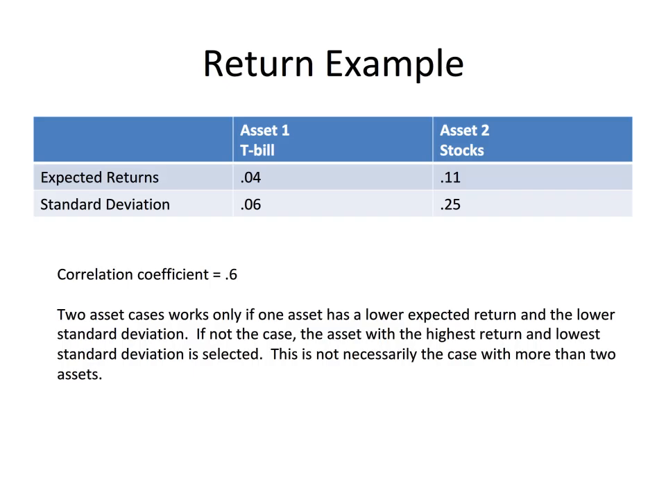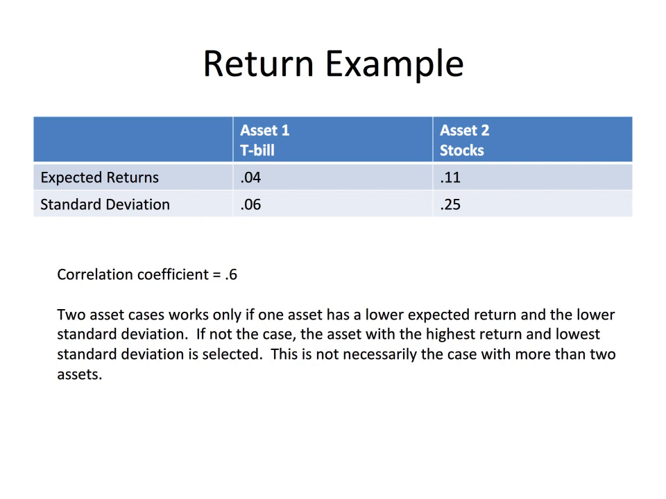We are now moving closer to the point where we're going to look at making portfolio choices, and I'm going to use two specific assets here. Asset 1 has a 0.04 expected return, and I'm going to call it T-bills, 0.04 return and a standard deviation of 0.06. Stocks, asset 2, has 0.11 return and a standard deviation of 0.25. Correlation coefficient between these two assets is 0.6.